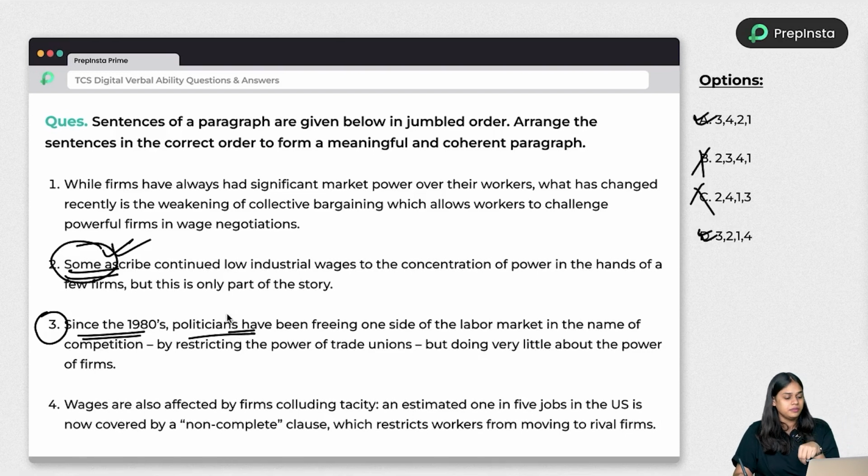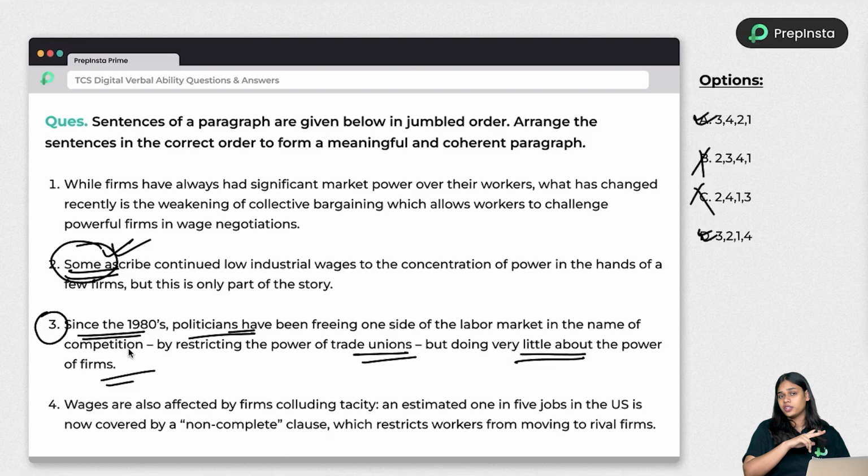The politicians have been freeing one side of the labor market in the name of competition by restricting the power of trade unions but doing very little about the power of the firms. So they restrict the power of the trade unions but not of the firms. So they don't know what to do about the firms. Alright, so 3 comes first.